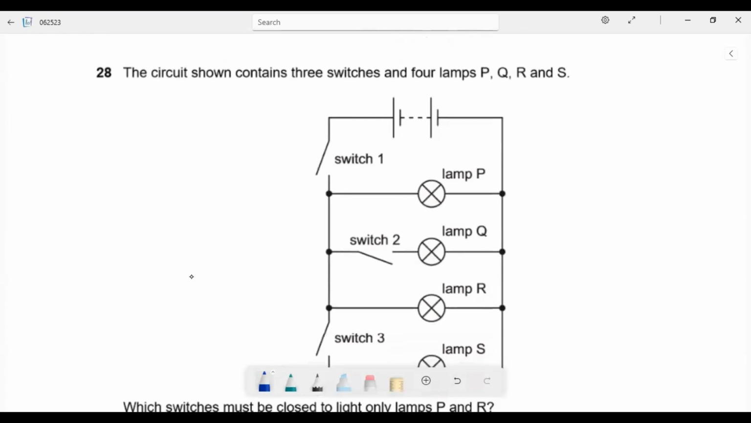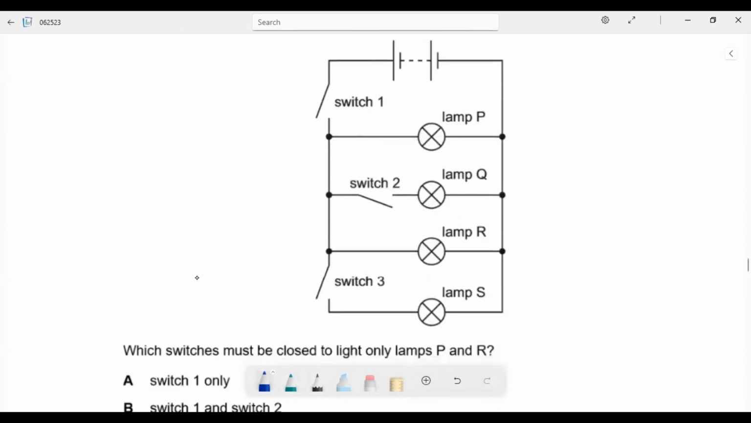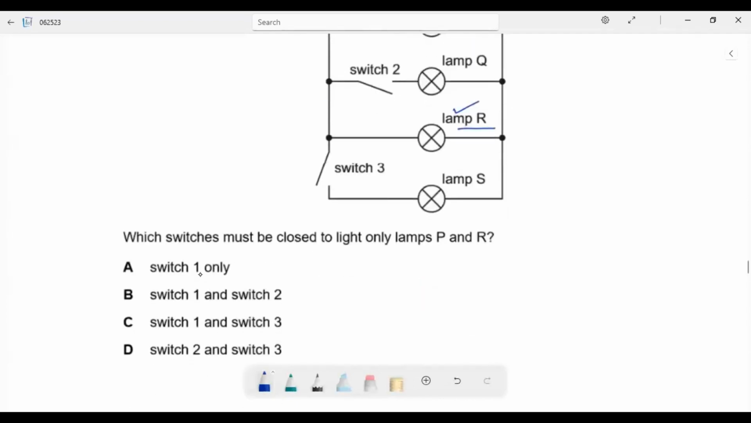The circuit shown contains 3 switches and 4 lamps, P, Q, R and S. Which switches must be closed to light only P and R? So we can see here, when you close switch 1, this circuit gets closed, the lamp P and automatically lamp R also will glow. There is no other switch for R. So just by closing switch 1, we can glow lamp P and lamp R. So the right answer is A, switch 1 only.